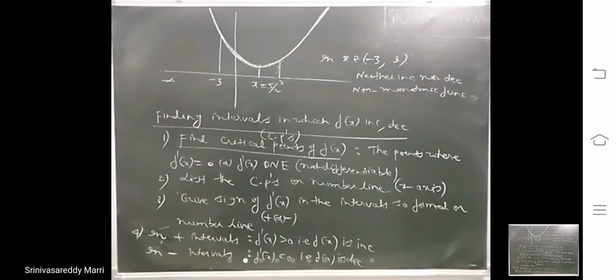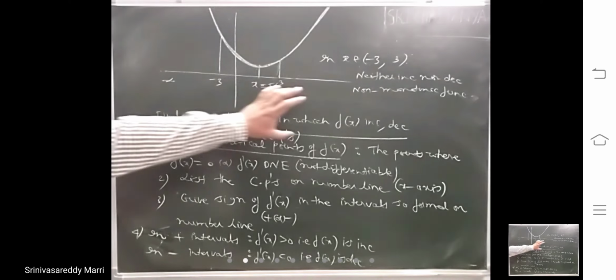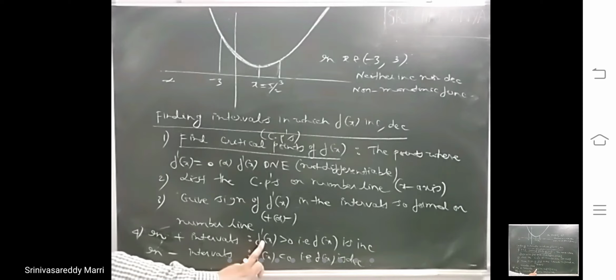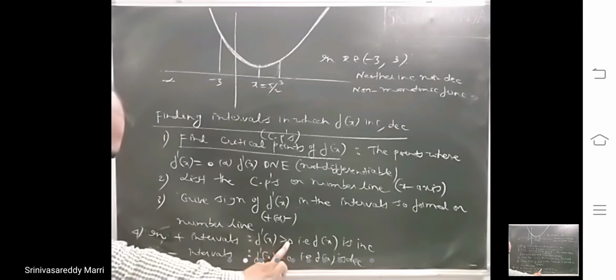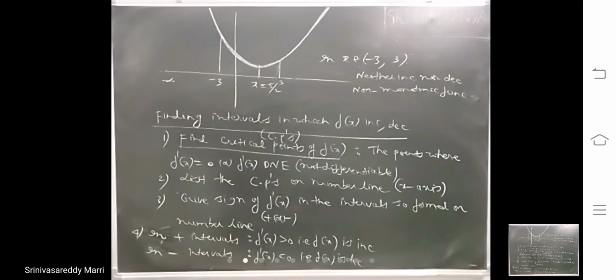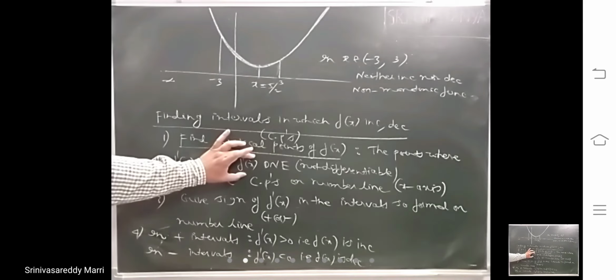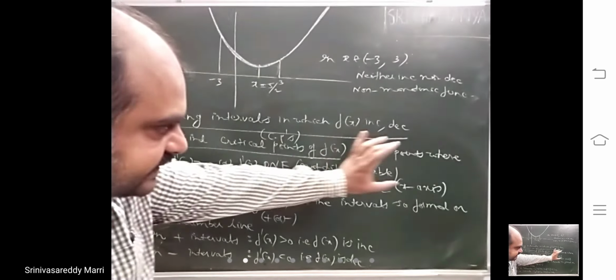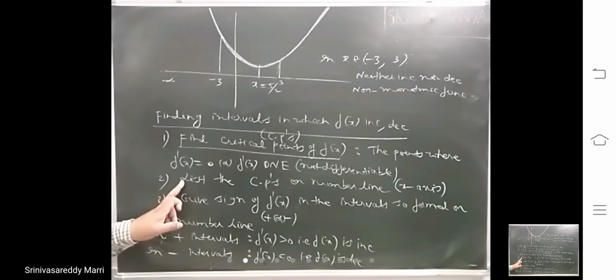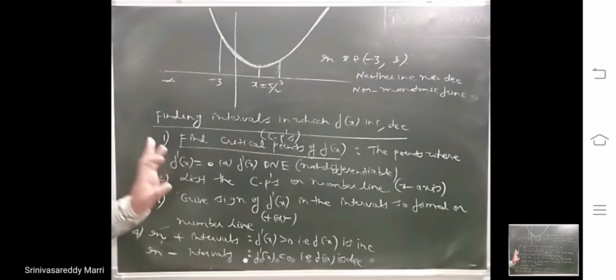So whenever a function is given, you have to find where it is increasing or decreasing. That means you have to find the intervals in which f dash x is greater than 0 or less than 0. For that, the procedure is to find the critical points, that means the points where f dash x equals 0 or f dash x does not exist. List them on the x-axis, and then intervals will be formed. In each and every interval, give the sign for f dash x, whether it is positive or negative. Let us take an example.